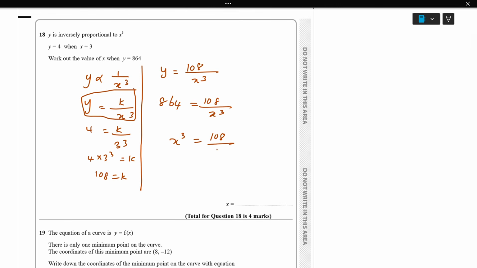Now work out the value of x when y equal to 864. So 864 equal to 108 over x cube. So x cube equal to 108 over 864. So x equal to cube root of 108 over 864. So the answer is 1 by 2. Yeah, you can leave the answer as 1 by 2 or 0.5. So 0.5.